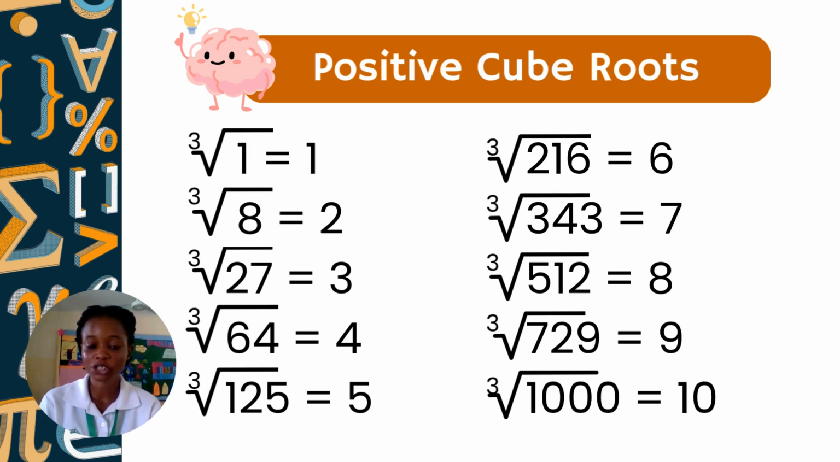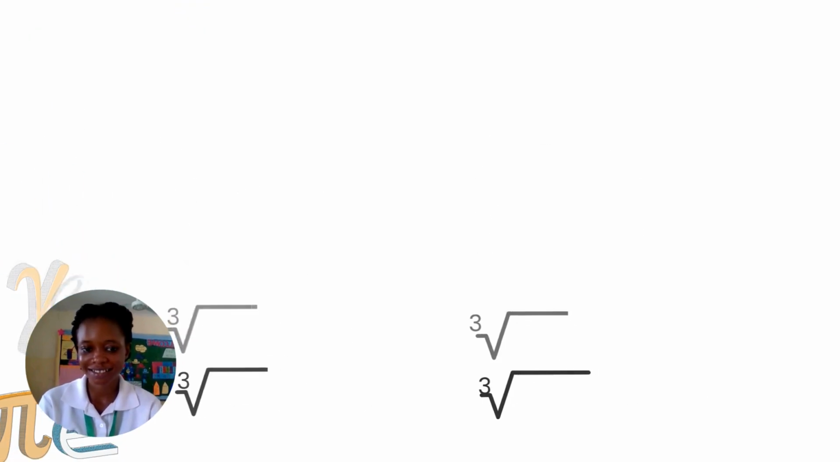So we have some positive cube roots. The cube root of 1 is 1, the cube root of 8 is 2, the cube root of 27 is 3, the cube root of 64 is 4, the cube root of 125 is 5, the cube root of 216 is 6, the cube root of 343 is 7, the cube root of 512 is 8, the cube root of 729 is 9, and the cube root of 1000 is what? 10.